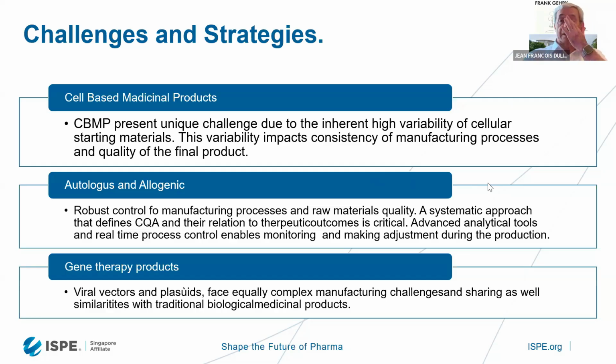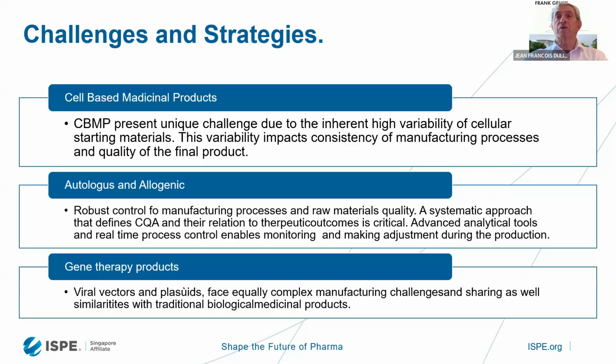We have different types of manufacturing, autologous and allogenic, which require robust control for manufacturing processes and raw material quality. This is a systematic approach that defines CQAs and their relation to therapeutic outcomes. And this is really critical. Advanced analytical tools and real-time process control enable monitoring and making adjustments during the production.